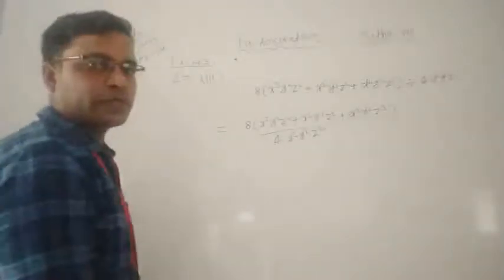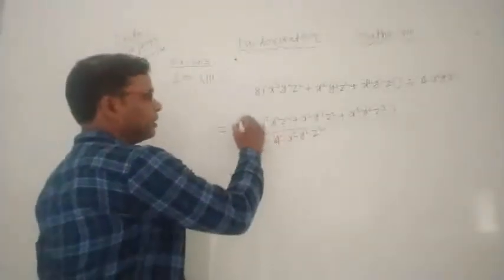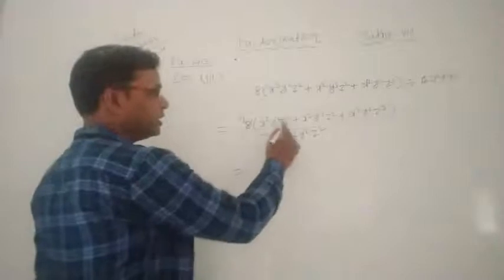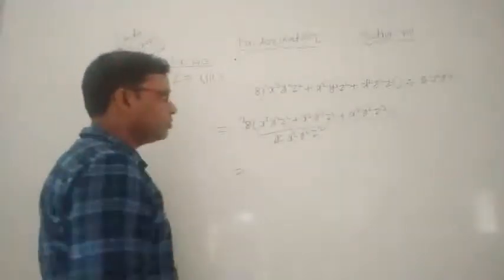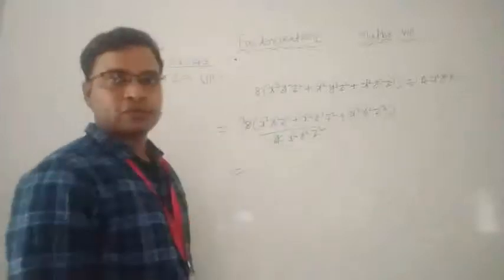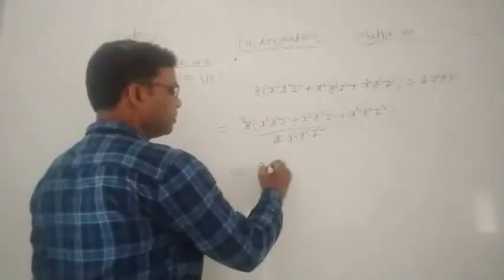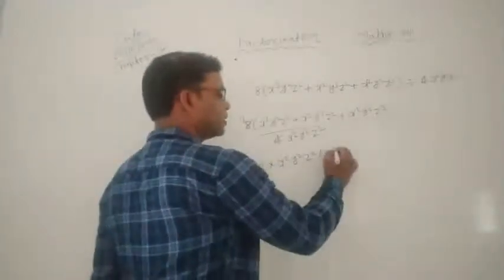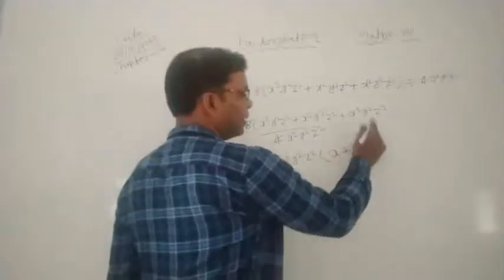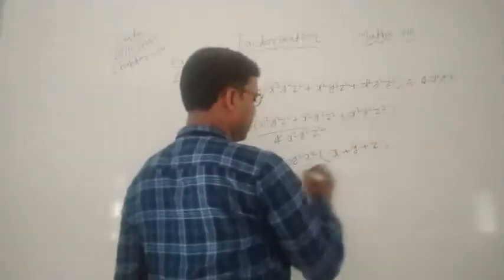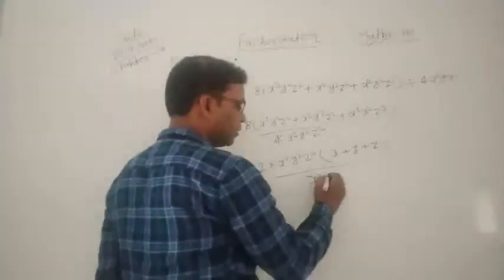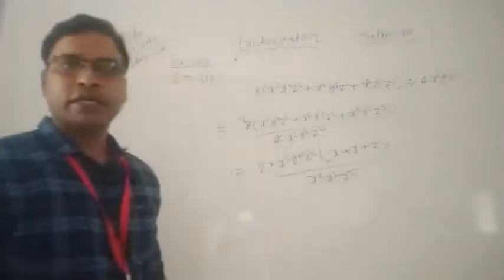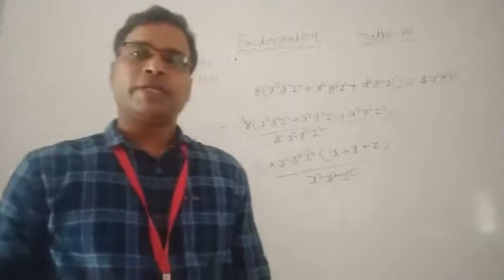Okay, so first we can cancel this 8 with the 4. Now after this you can see what is common in each term. Each term has x square y square z square in common. Then you can take common x square y square z square. Then here we obtain x, here y, and here z, and divide by x square y square z square. So x square y square z square will be cancelled because they are common to the numerator and the denominator.